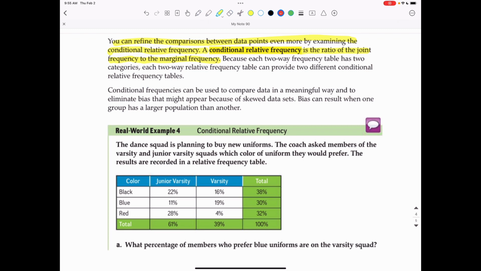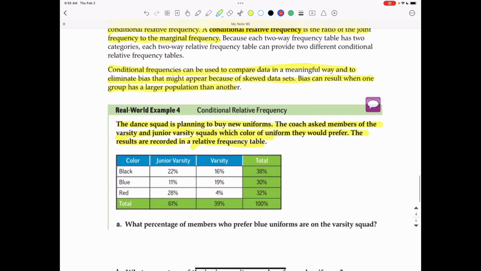So conditional frequencies can be used to compare data in a meaningful way to eliminate bias that might appear because of skewed data sets. Bias can result when one group has a larger population than another. So here we have a dance squad that is planning to buy new uniforms. The coach asked members of the varsity and junior varsity squads which color uniform they would prefer. The results are recorded in the relative frequency table.